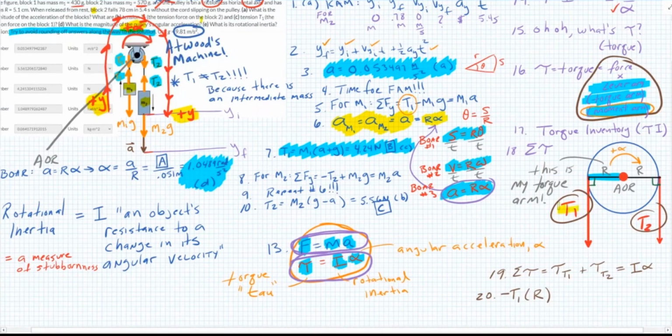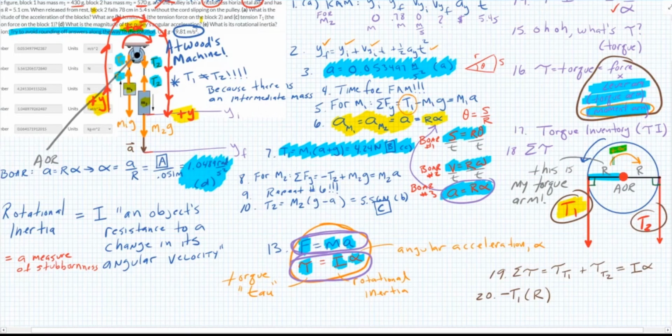T1 right here is trying to spin my pulley in this direction. This is the direction that T1 wants to spin the pulley, which is in the negative direction. Again, we are on record as saying this is the positive direction for angular acceleration of the pulley. Why did we flip our convention? Because we had to go with the flow.